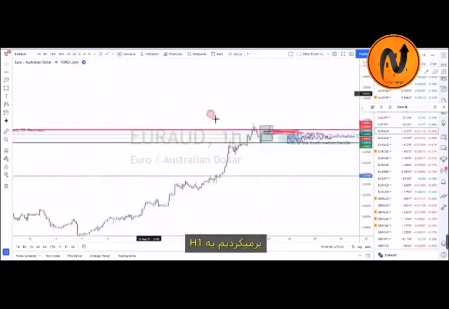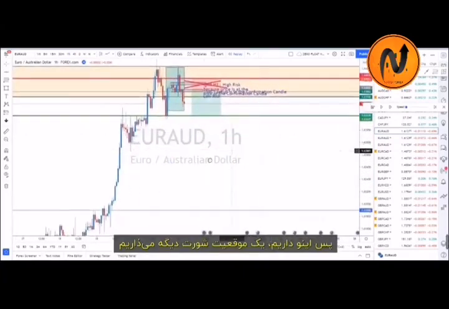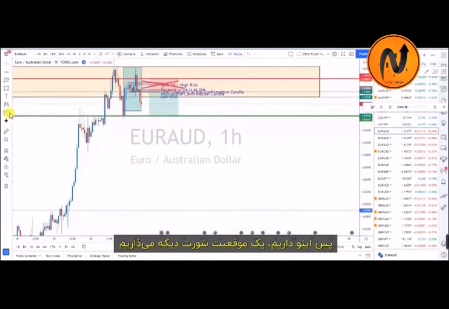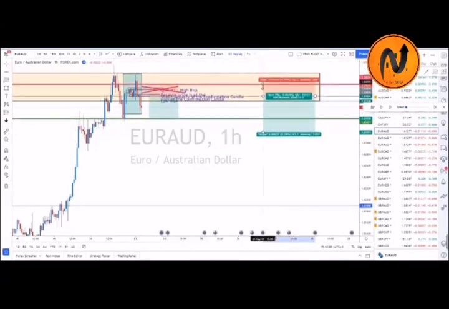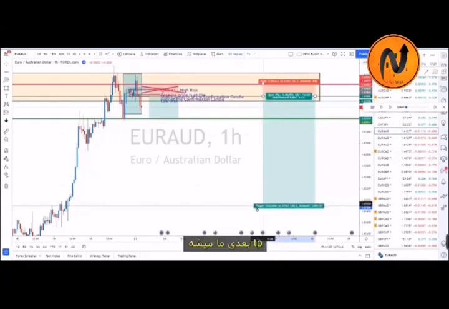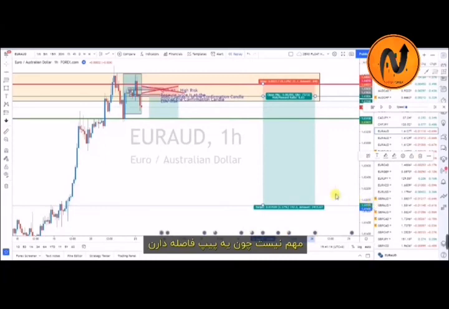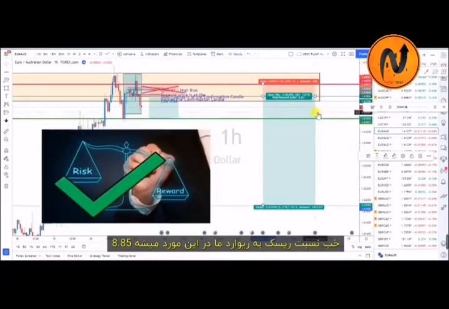Go back to the H1. Okay, so we have this one, and we put another short position. This time we're going to put it here. For the SL and our next TP, I'm going to put 1.616191, which doesn't matter, only 1 pip apart. So our risk and reward ratio for this case will be 8.85.